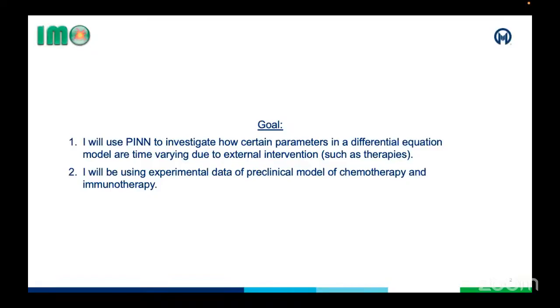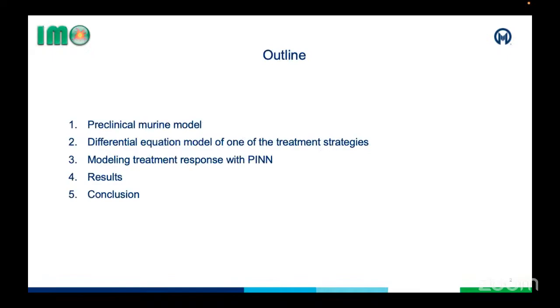Okay, so the goal of my talk is that we'll use PINN to investigate how some parameters in a differential equation model can be time varying due to external intervention. In this context, we mean the introduction of therapy. So we'll be using experimental data of a preclinical model of chemotherapy and immunotherapy. And this is the outline of my talk.